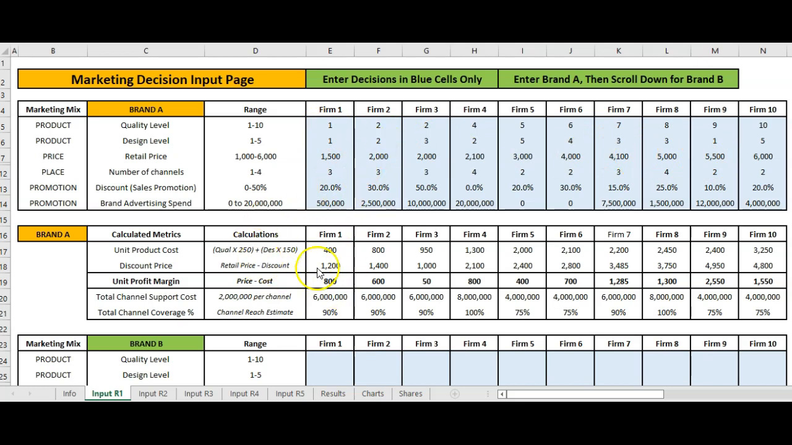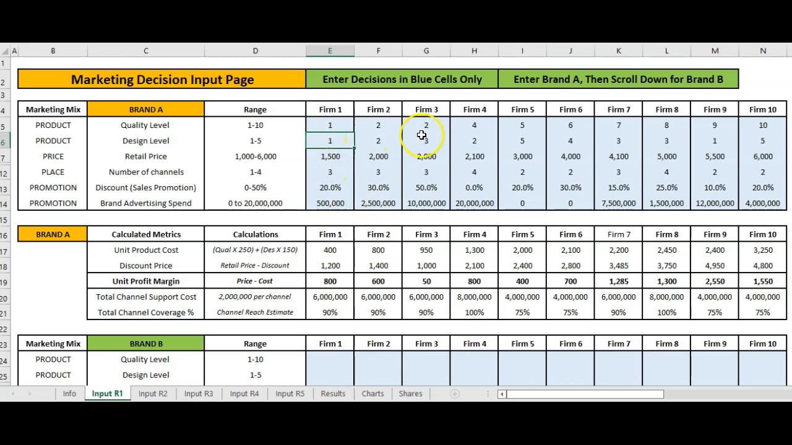So down the bottom here, this is also on the decision sheet, and these are very important metrics. Each time you increase your product level, I want you to watch the unit product cost. That's set at the lowest, quality level 1, design 1. If I make that 2, you'll see that the cost of making this particular TV has increased. I'll just set it back to 1.